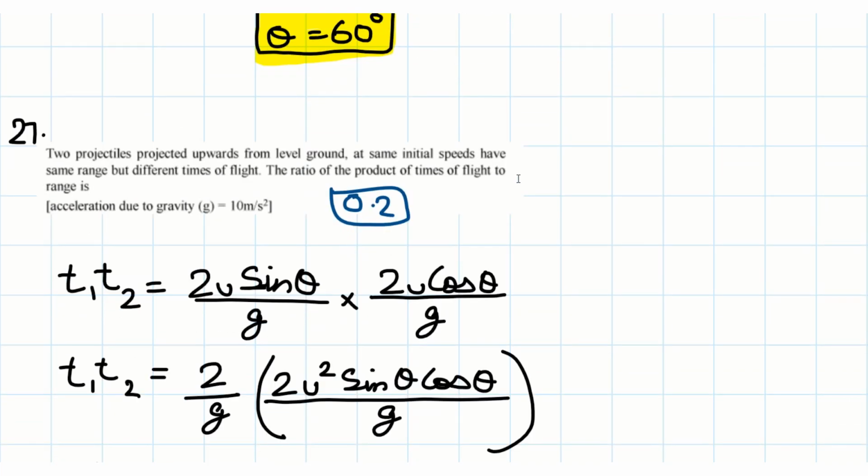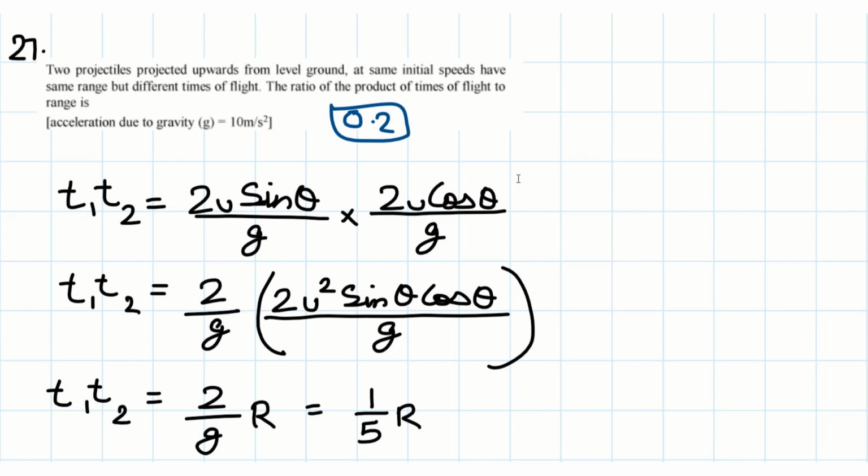In the next question, we have two projectiles projected upwards from level ground with the same value of u and the same value of r, but different values for t. You have to find the ratio of t1 t2 to r. Now t1 t2 equal to 2u sin theta by g into 2u cos theta by g. So t1 t2 is 2 by g times 2u square sin theta cos theta by g.